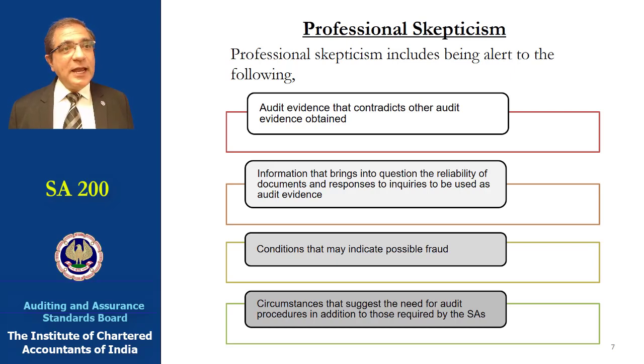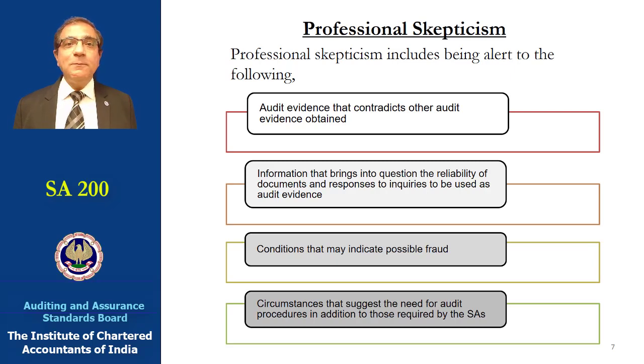Second thing, information that brings into question the reliability of documents and responses to inquiries to be used as audit evidence. In the event that the audit evidence can be relied upon, fine. In the event that it cannot be relied upon, what could be the alternate channels? What could be the alternate evidence? And to what extent he can derive comfort from that alternate evidence is something that professional skepticism will enable him to come to that conclusion.